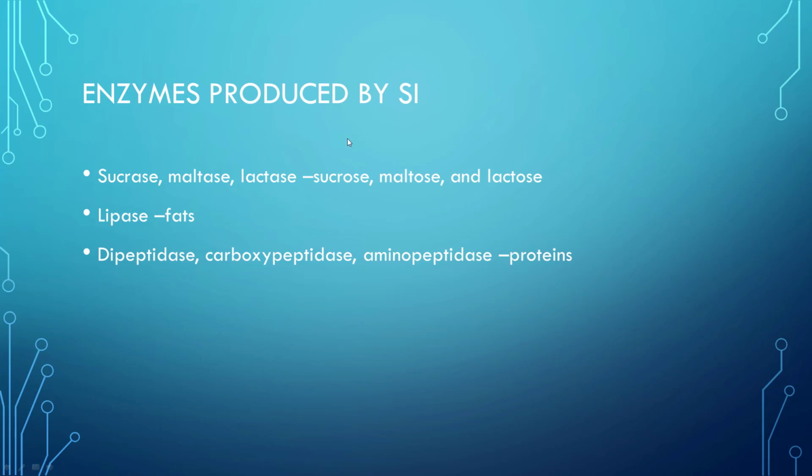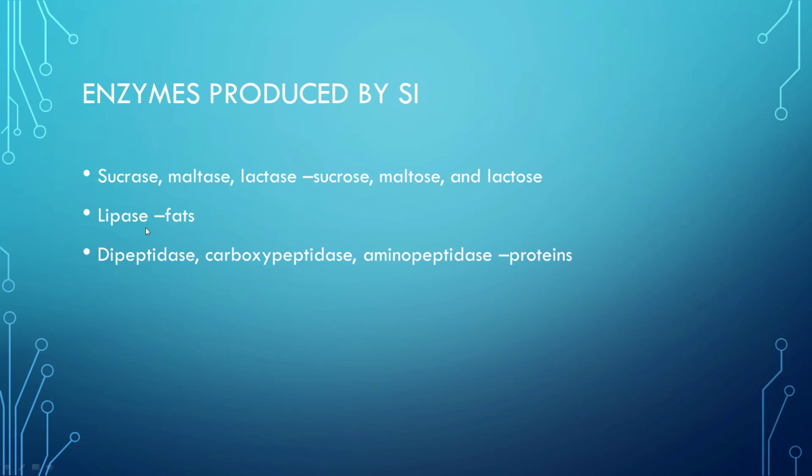So enzymes produced by the small intestine, we got sucrase, maltase, and lactase. Now remember, we see the ACE at the end, so I want you to think enzyme. Sucrase breaks down sucrose, maltase breaks down maltose, lactase breaks down lactose. Sucrase can only break down sucrose. So even if maltose or lactose are around it, it doesn't matter. It's kind of like a lock and a key. There's only one key that fits the lock. And for sucrase, that key is sucrose.